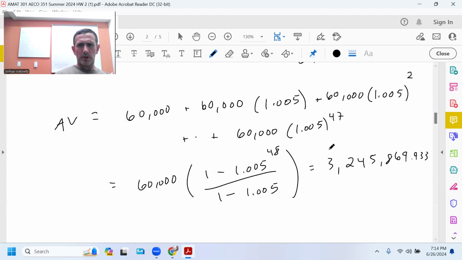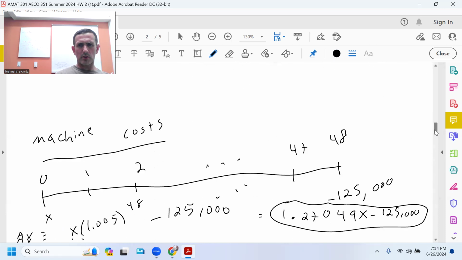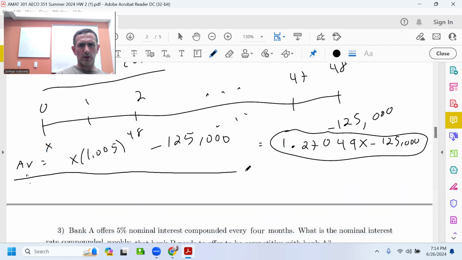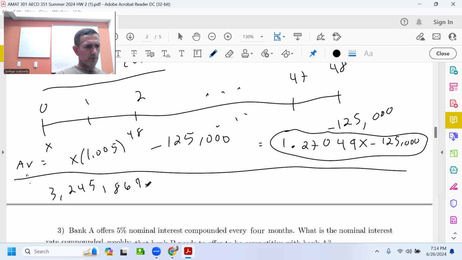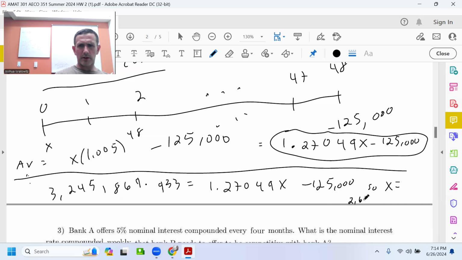So you set this to be equal to this. What I circled are going to be equal, and just solve for x. X is 2,653,206.37.